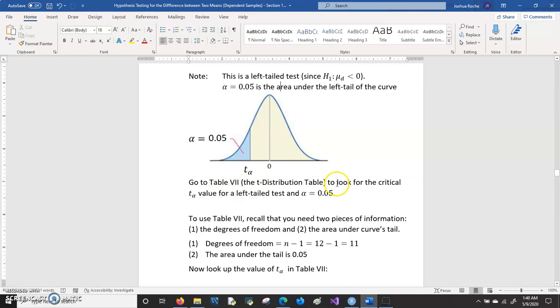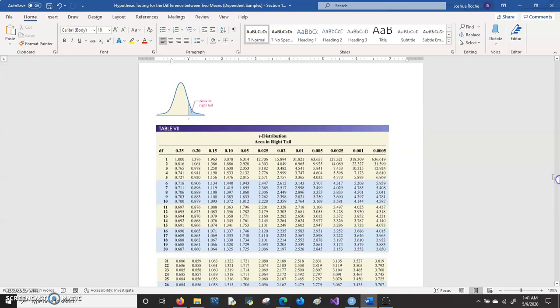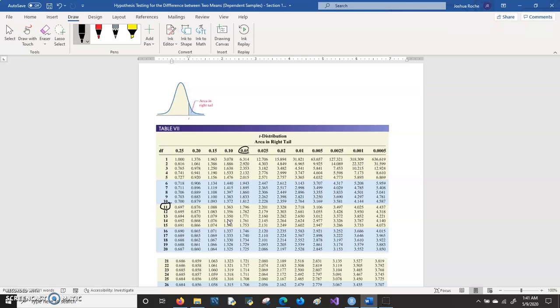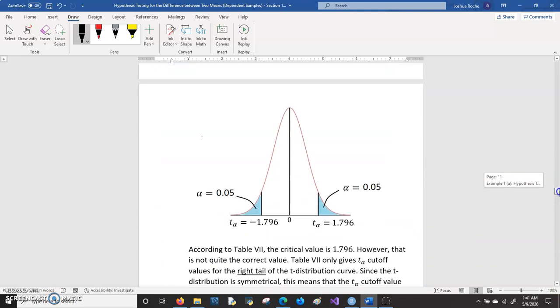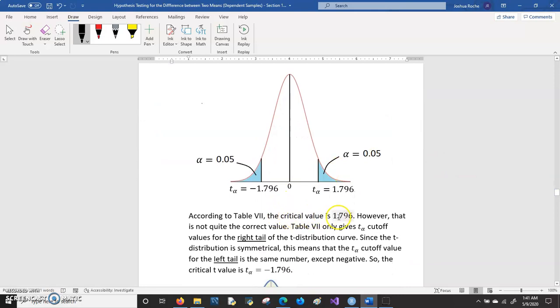We'll go to table 7, and we'll look for that critical cutoff value. To use table 7, recall that you need two pieces of information: the degrees of freedom and the area under the tail's curve. The degrees of freedom is n minus 1, that's 12 minus 1, which is 11. The area under the tail is 0.05. We'll look that up in table 7. Here's 11 degrees of freedom. Here's an alpha of 0.05. And it looks like they line up right here at 1.796. So according to table 7, the critical value is 1.796.